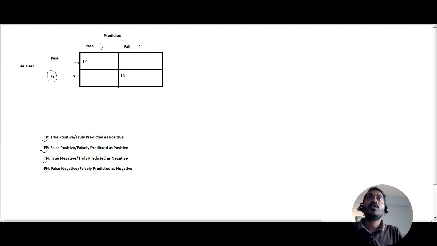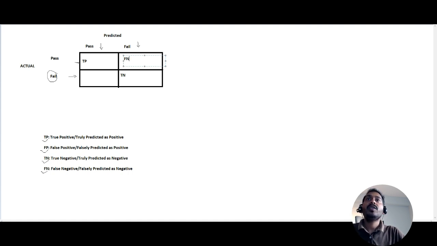Okay, now if we go for the second coordinate, here in actual it says pass and in prediction it says fail. So in that case, what I'll write? First I will write false, and the second would always go for the prediction segment. Here it shows fail, and fail represents negative, so I will write it as a false negative. That means falsely predicted as a negative in the prediction system, but actually it was pass.